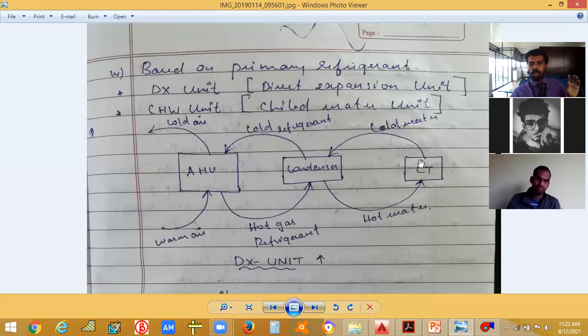Okay, this comes from the cooling tower. This cold water absorbs the heat from the hot gas refrigerant, and this cold water will be converted to hot water, and this circulates like this. So here, warm air will be converted to cold air. It will be circulating like this through the room. Now, the hot gas refrigerant will be converted to cold refrigerant. It will be circulating like this. Now, the cold water from the cooling tower will be converted to hot water and it will be circulating like this. So this is a water cooled type. That's why it is shown as cooling tower. If it was air cooled, there would be only a fan here. This is the DX unit.